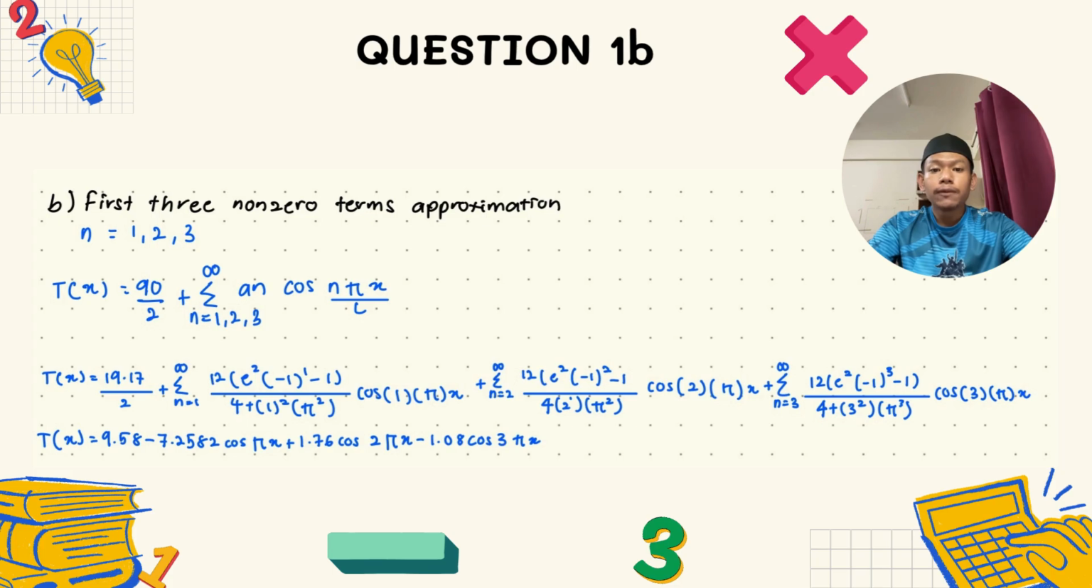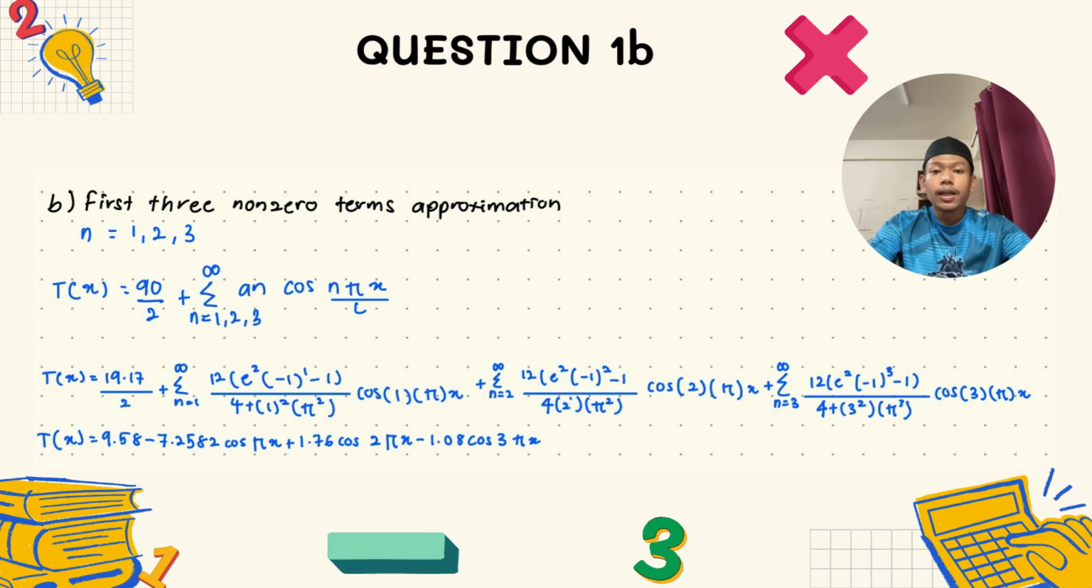Next, we evaluate the specific coefficients for this problem. Our calculated constant term a0 over 2 comes out to be approximately 19.17 divided by 2. For the an coefficient, we have a general formula: 12 times the quantity e squared times negative 1 to the power of n minus 1, divided by the denominator 4 plus n squared times pi squared. On the screen, you can see I have written out this formula for the first three terms, n equal to 1, n equal to 2 and n equal to 3.